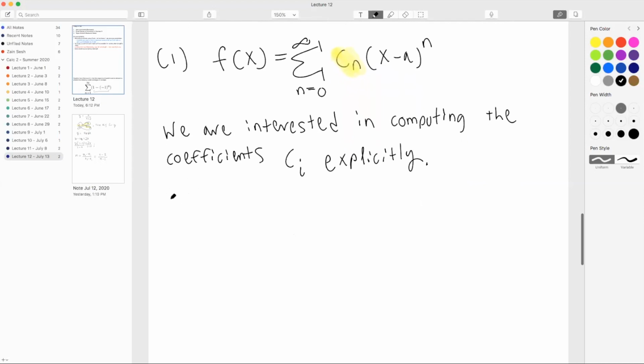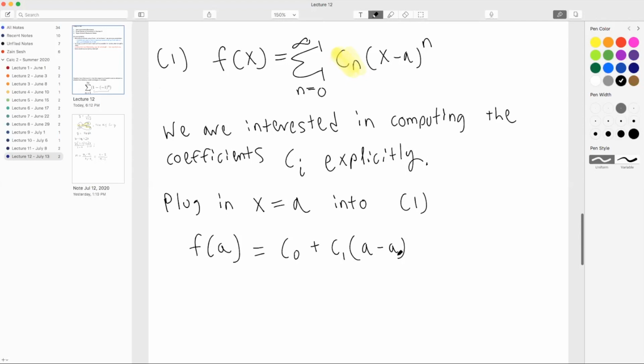The first thing we want to do is plug in x equals a into equation 1. Here's equation 1, right here on the top of my notes. Let me plug in x equals a into both sides. This gives f of a on the left side, and on the right side c sub 0 plus c1 multiplied by a minus a plus c2 multiplied by a minus a squared, and so on forever.